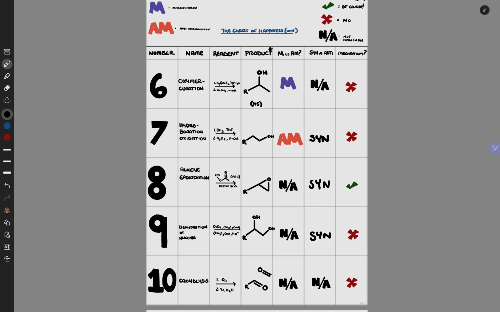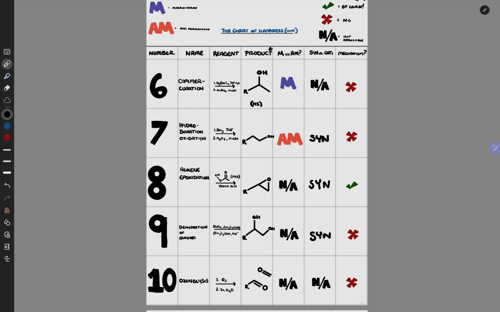This is one of those that involves syn addition. They will be added from the same side. I might need to confirm that with Brother Johnson. If there's a complication there, just let him know. Mechanism, you don't need to know. No worries about it. Okie dokie.